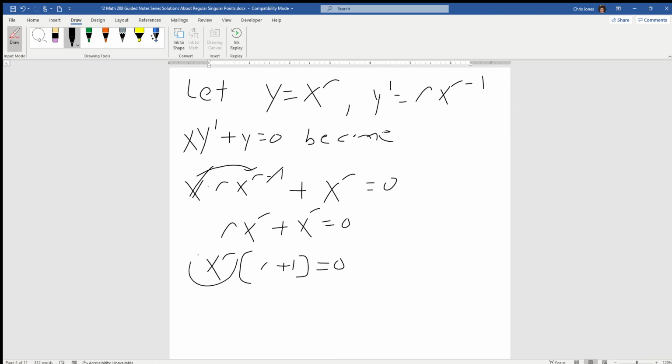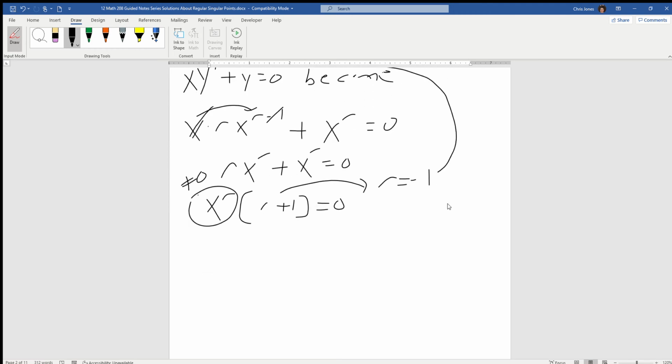Okay, this will never equal 0, unless for some reason we plug in r is negative infinity, which really doesn't make any sense. However, this is pretty easy, we get r equals negative 1. And we can just substitute that back into the original differential, and we get a solution, y equals x to the minus 1 power.